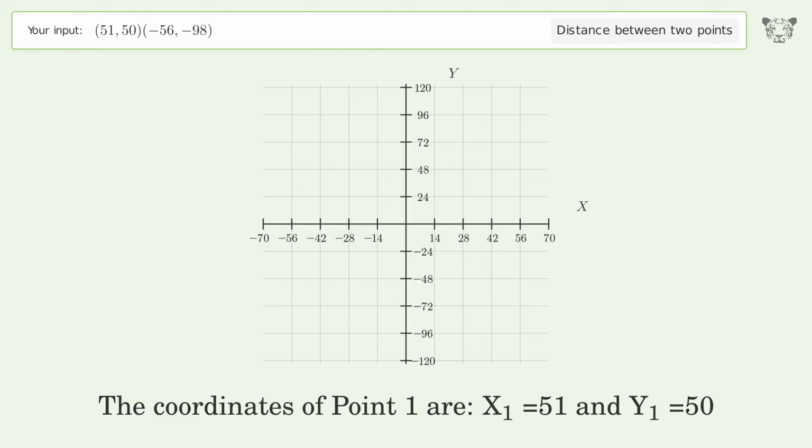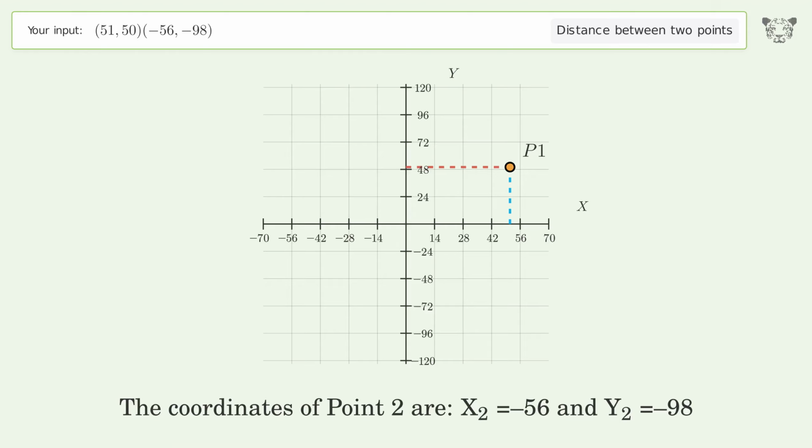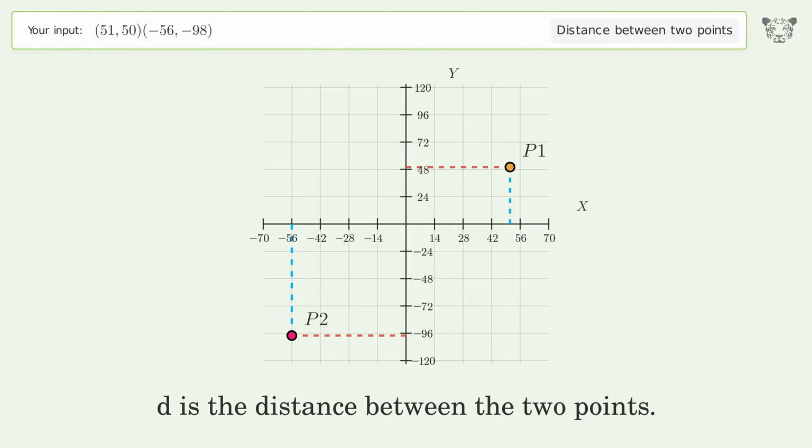The coordinates of point 1 are x1 equals 51 and y1 equals 50. The coordinates of point 2 are x2 equals negative 56 and y2 equals negative 98. D is the distance between the 2 points.